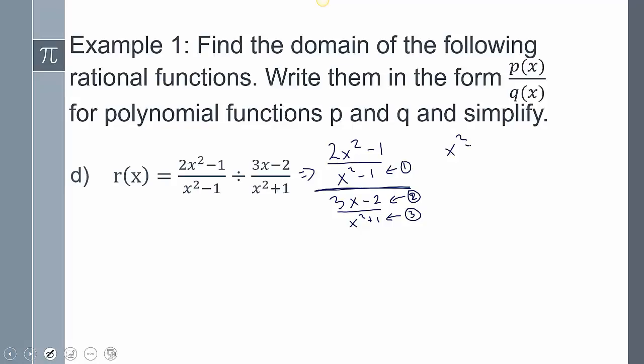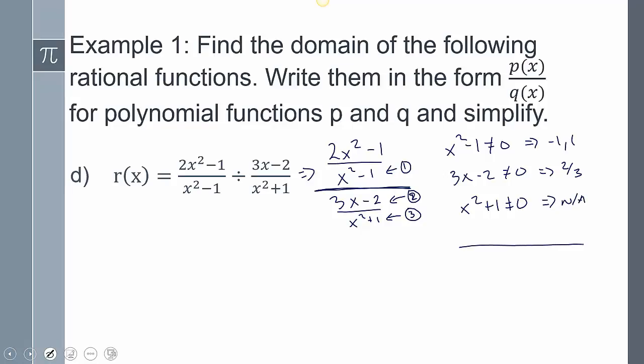So I have x squared minus 1 cannot equal 0. I have 3x minus 2 cannot equal 0. And then I have x squared plus 1 cannot equal 0. Well, we already determined that that's going to be negative 1 and positive 1. If I solve for x here, this is going to give me 2/3. And then for this bottom one here, remember we said that there's not going to be any zeros that it gives us. So plotting that on the number line, negative 1, 2/3, 1. We said that these are all open circle, and my graph is everything in between.